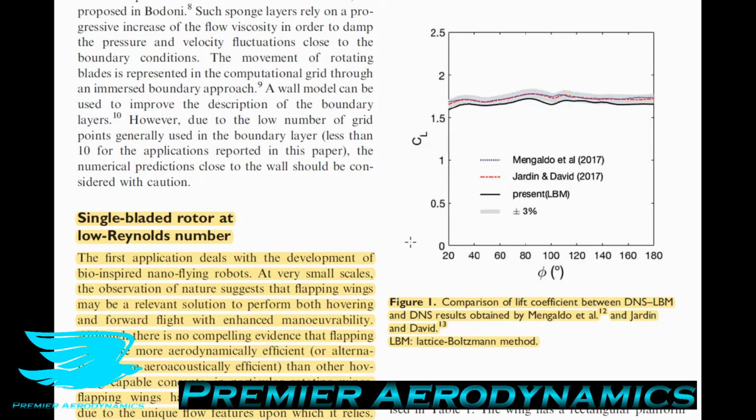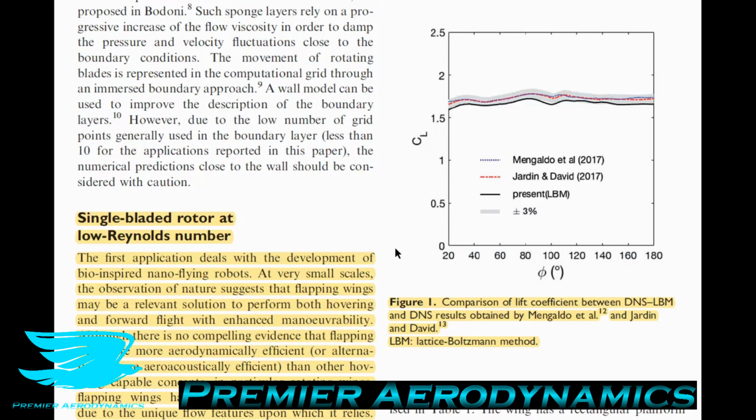And so in figure 1, they say the main characteristics of the blade are summarized in table 1, and the wing has a rectangular platform with an aspect ratio of 4. It revolves at a constant speed about its root through 180 degrees. The blade angle is set to 45 degrees. The Reynolds number based on the revolving speed and the wing chord at the tip is 1000.